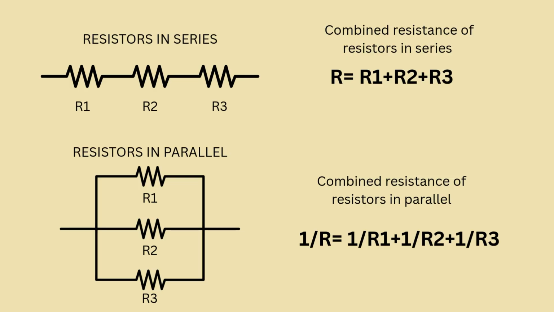When resistors are joined in parallel, they give multiple paths for current to flow. The same voltage is across all resistors, but the current is divided. The combined resistance of resistors in parallel is 1 by R equals 1 by R1 plus 1 by R2 plus 1 by R3 in this example.